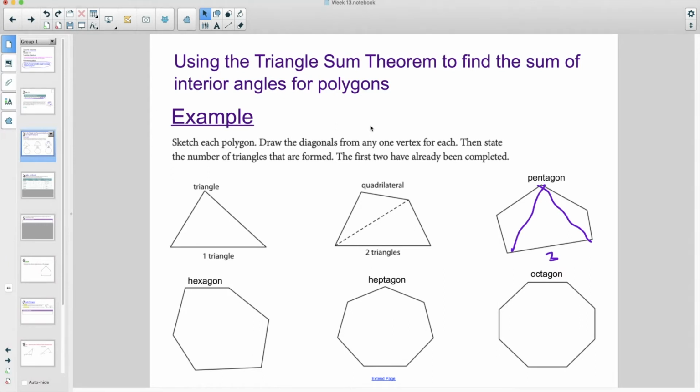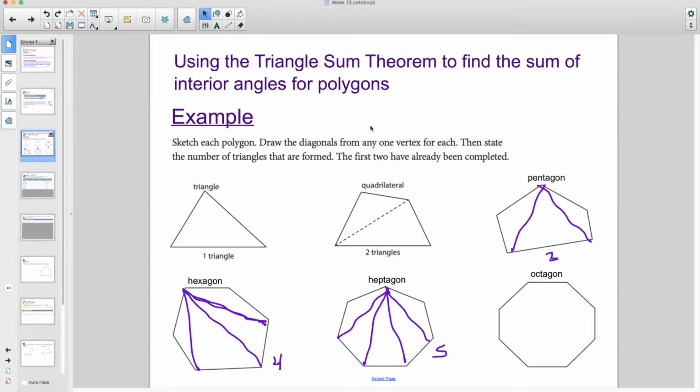The next one we have is a hexagon, 6 vertices. If we pick a vertex and draw our diagonals in there, 1, 2, and 3 diagonals, how many triangles do we see there? There are 4. Let's keep it going. Hopefully you can already see a pattern. If we move to a heptagon, we have 7 vertices there. I'm just going to use the top one. Again, we're doing triangles. How many triangles do we have? 5.